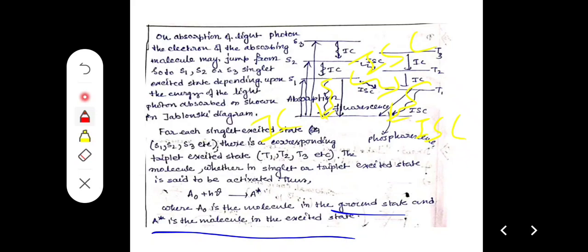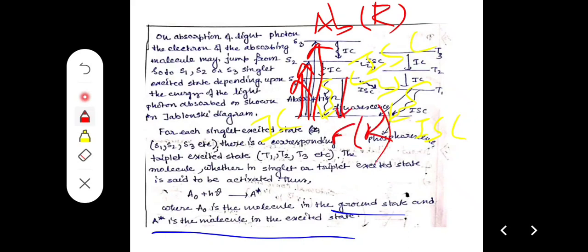And the red colored ones are the radiative transitions, that is absorption. They are also radiative. This is fluorescence, that is also radiative. And this is phosphorescence, that is also radiative.